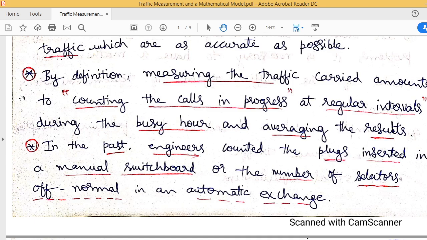So it is clear that measuring the traffic means counting the number of calls that are in progress at regular intervals. We need to count the number of calls that are in progress at regular intervals during the busy hours. Of course, we will be dealing with busy hours and later we will average the results.